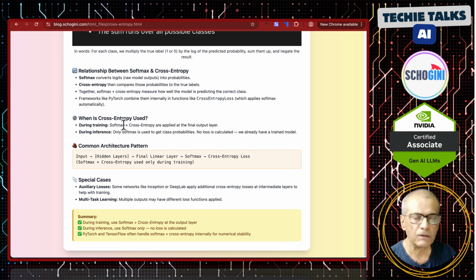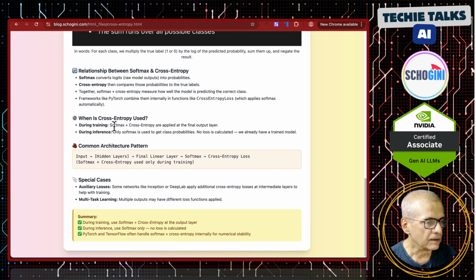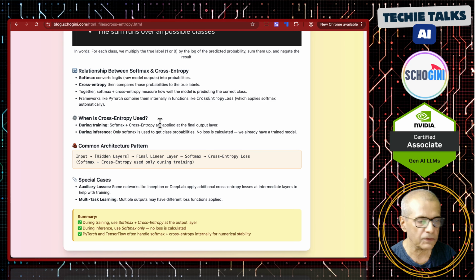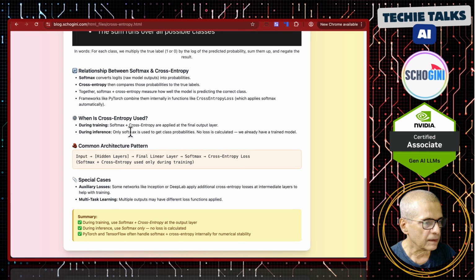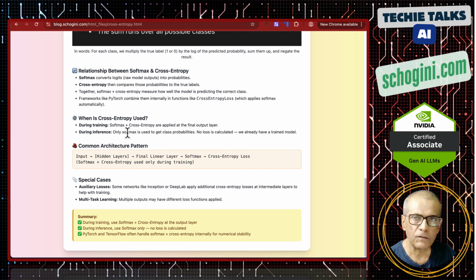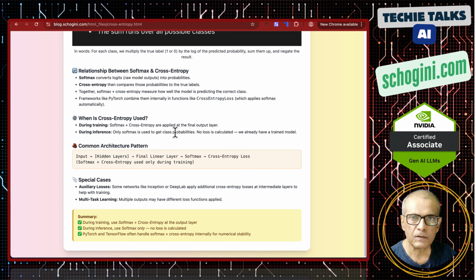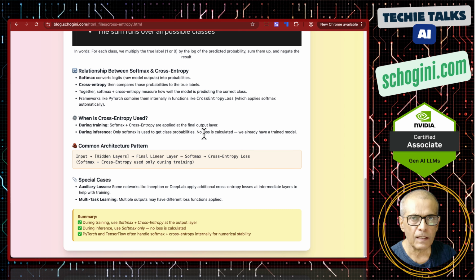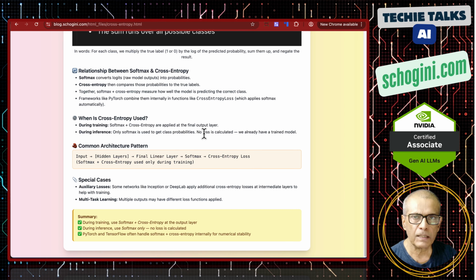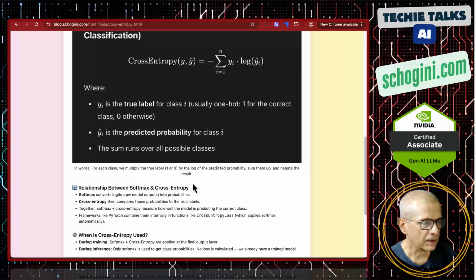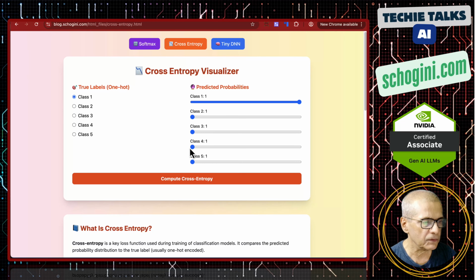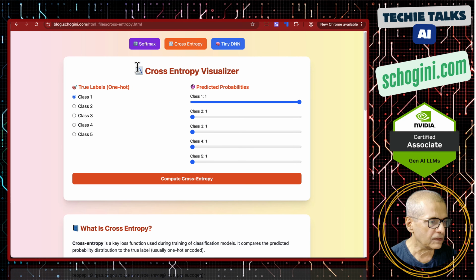When are we using cross entropy? During training, softmax and cross entropy are applied together in the final output. And during inference, only softmax is used to get the class probability. We don't need a loss function, okay, because we are not training. The training part is over. So keep this as a handy reference for you to play with and learn it. Let's see how it works.